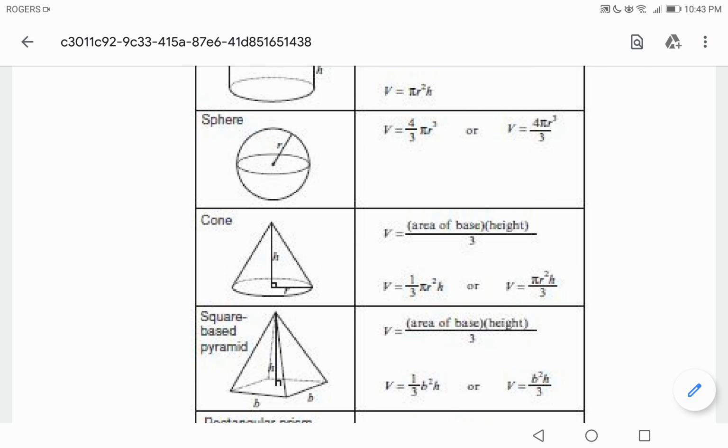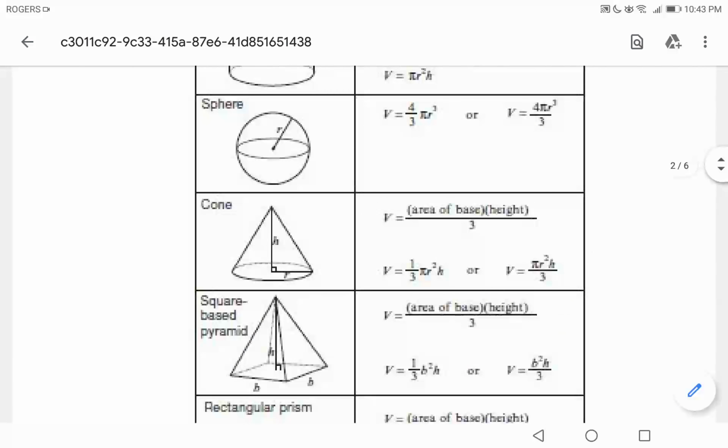The area of the base in a cone is a circle, and the area formula for a circle is pi r squared. So when you see V equals pi r squared h divided by 3, you're really just seeing area of the base times height divided by 3. Pi r squared is the area of the base, h is your height, and then divide it by 3. Okay? So that's why you see all these different formulas, or 2, sometimes 3 formulas inside of these boxes here.